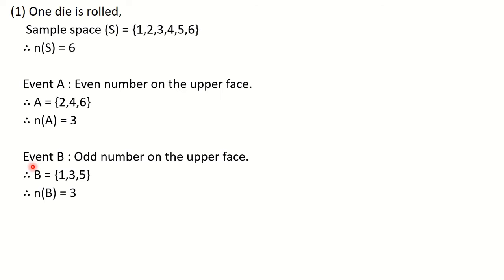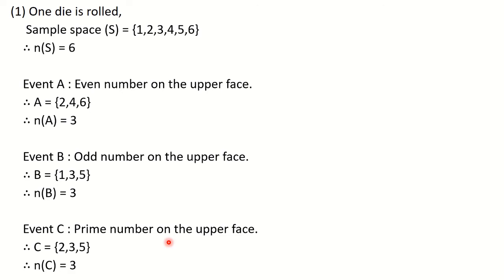Then second event, event B, odd number on the upper face. Here 1, 3 and 5, these are the 3 odd numbers. So event B you can write as B is equal to inside the curly bracket 1, 3, 5, and N of B is equal to 3. You will see that set A and set B are totally disjoint. So we can say that these two events do not have any common point. Such events are also called mutually exclusive, as I said when I explained the types. So this is one example.